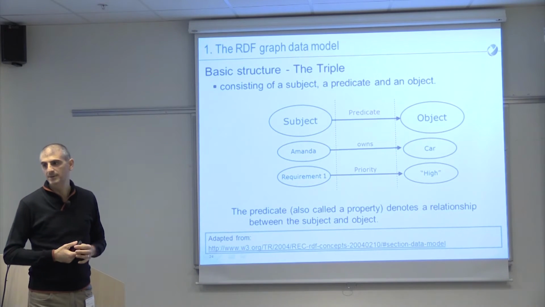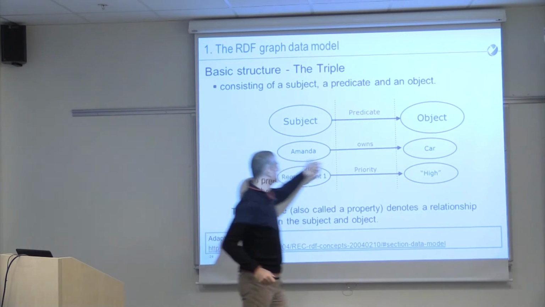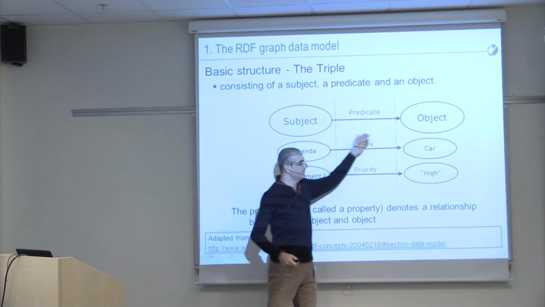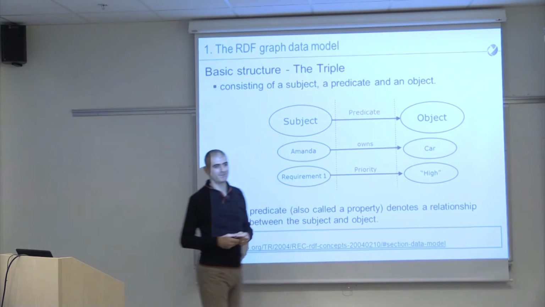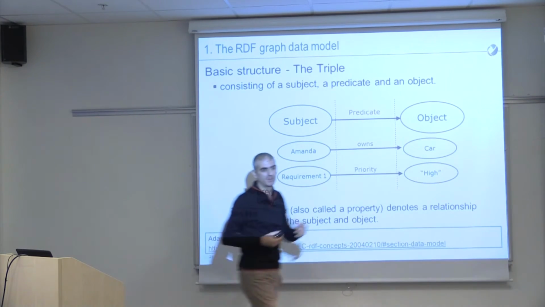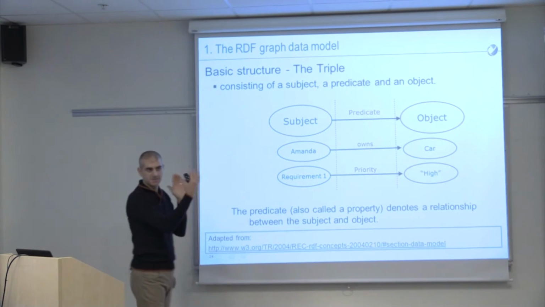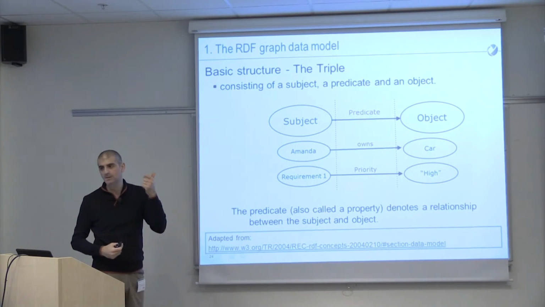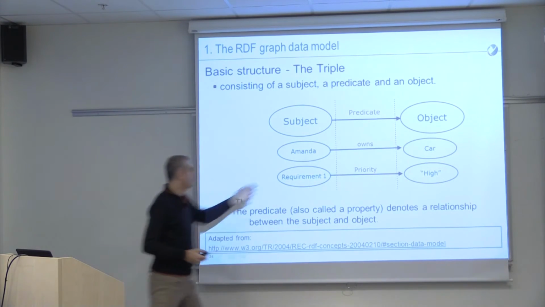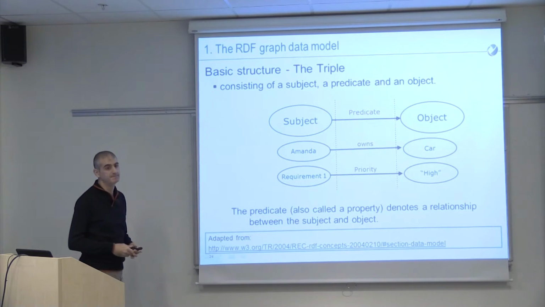And all data in RDF is simply a set of statements like that. Amanda owns car, Amanda has name, where the name would be the literal, for example. And then car itself is a resource, which has its own properties, how to describe it. But that's not part of the most basic statement, which is just a triple of 3 things: subject, predicate or property, and then the object. Okay? Requirement has priority high. That's pretty much it.